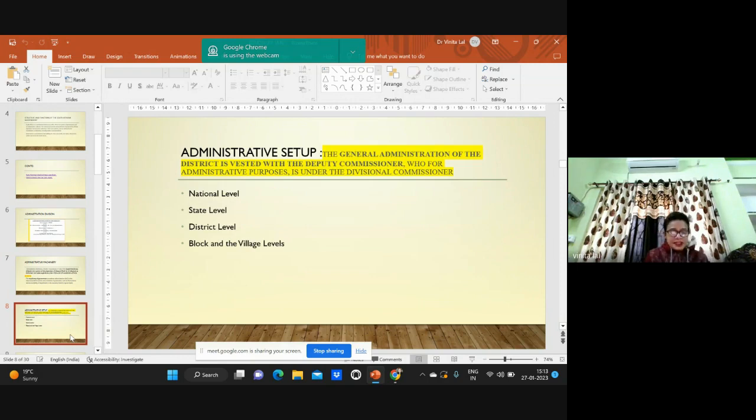This is the administrative setup. What is the administrative setup? We have a national level, state level, district level, and block and village level. Administrative setup at national level. The Ministry of Rural Reconstruction was constituted in 1979 and continued until 1982. And when it was renamed the Ministry of Rural Development, and I think in January 1985, it became the Department of Rural Development under the Ministry of Agriculture and Rural Development.